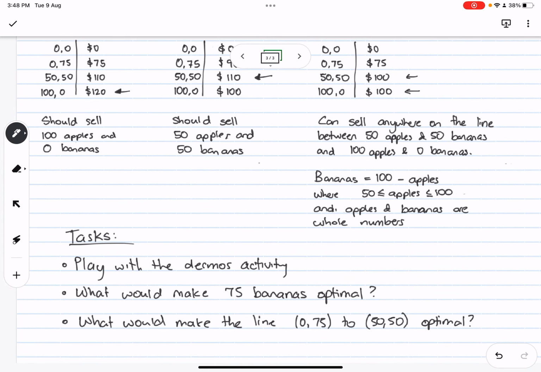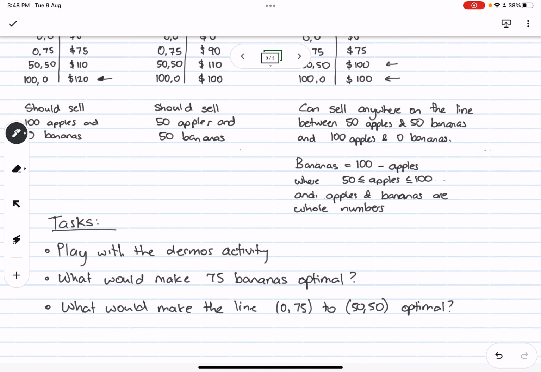So what I'd like you to do now is go and have a play with that Desmos activity. I'll put a link to it in the notes, and have a play around, see what happens as you fiddle around with things. While you're playing with it, what would make 75 bananas the optimal solution? Can you think of a scenario with reasonable numbers, similar to what we've got? We're making about $1 profit for apples and bananas. That would make the 75 bananas and 0 apples the optimal solution. And what would make the line between 0-75 and 50-50 the optimal solution?